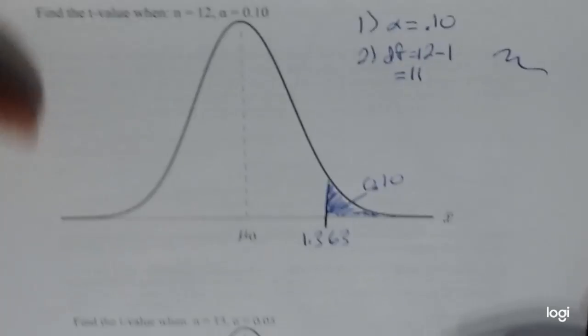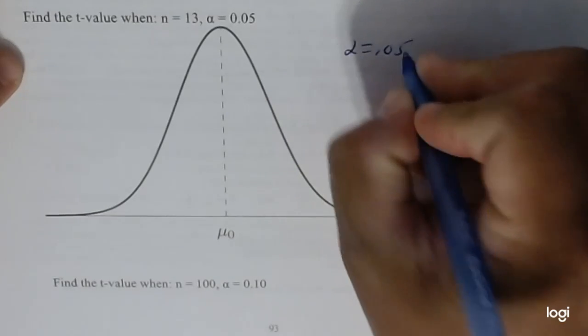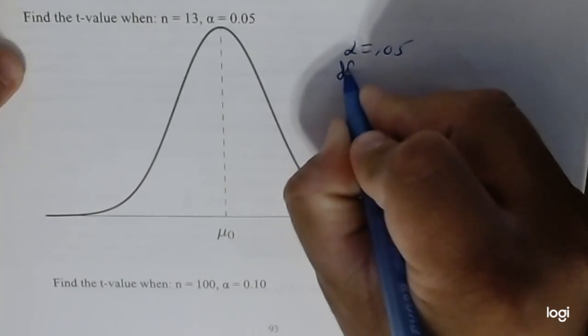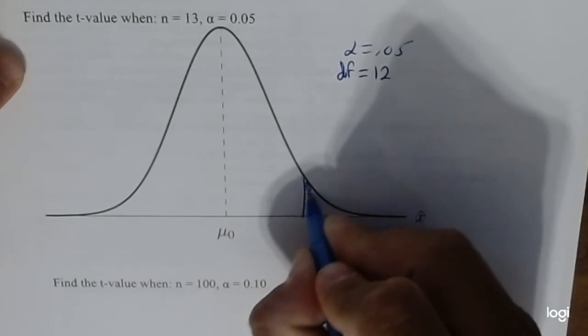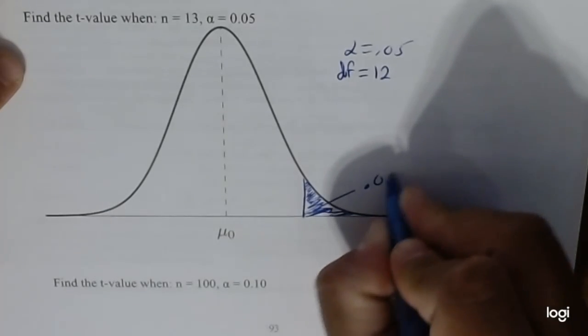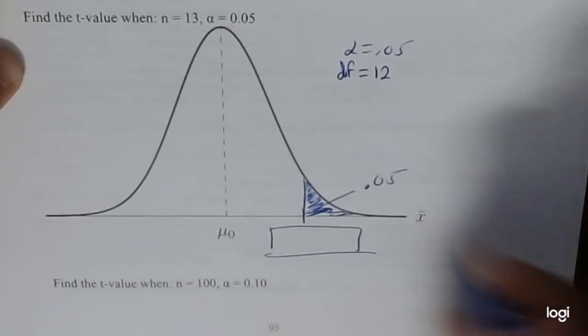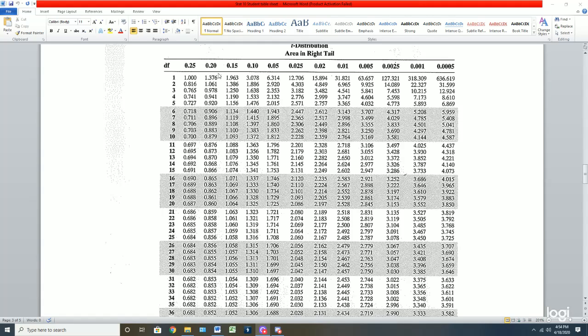And there we go. That's how we find a t-value. Okay, so on to the next one. Again, alpha is given to us to be 0.05 and degrees of freedom in this case should be 13 minus 1, which is 12. So if I shade again, and then again, finding the t-value, if we go back to our sheet, 0.05 and degrees of freedom of 12 this time, should give us a t-value of 1.782.